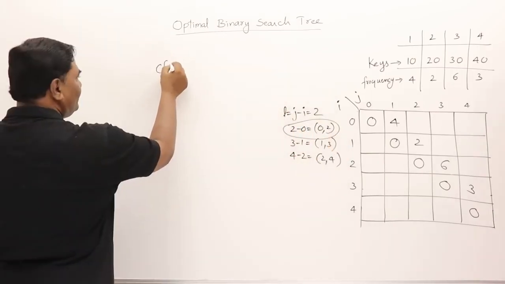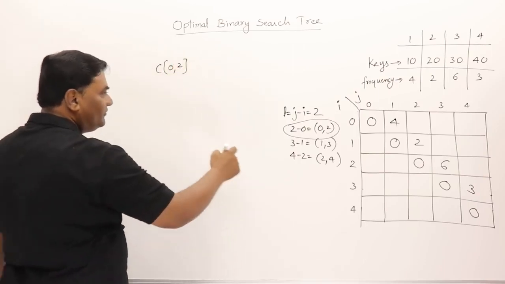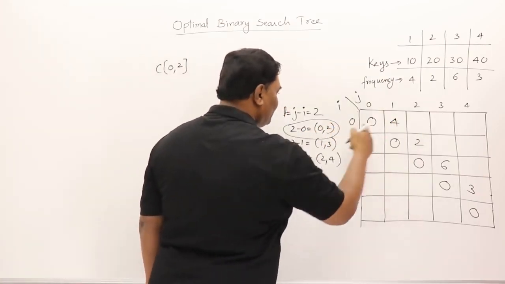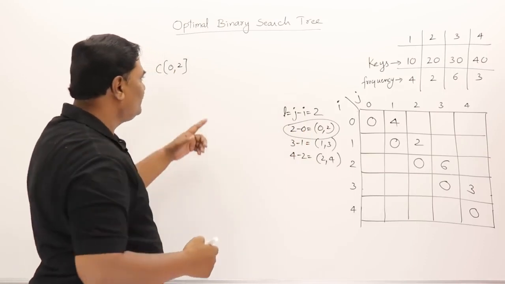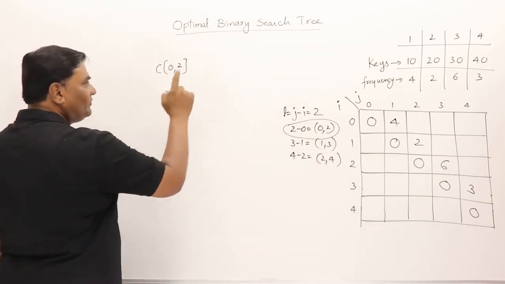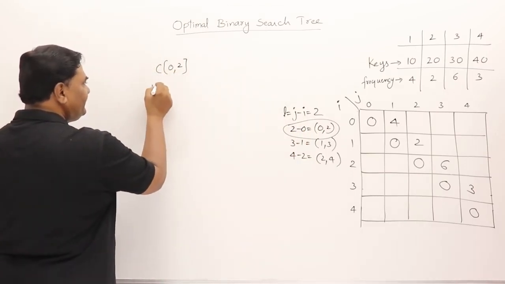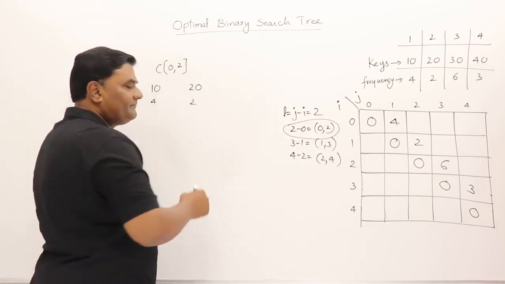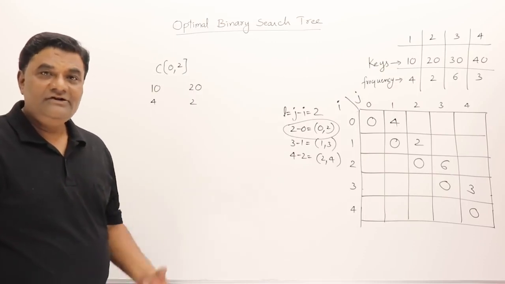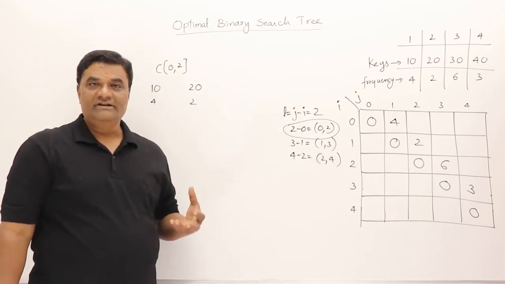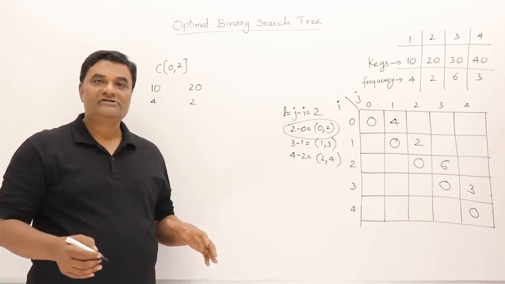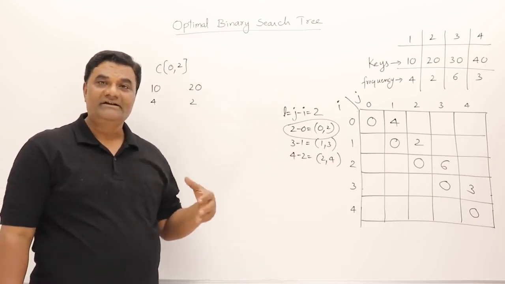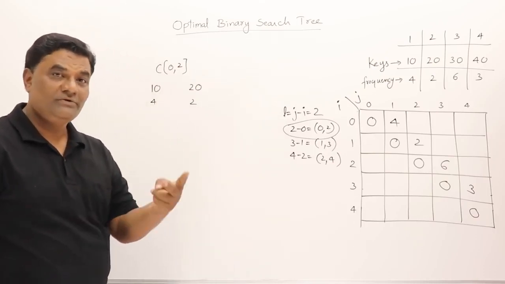So cost of 0 comma 2 I will find out. This is 0 comma 2, right? I am considering two keys. So what are those two keys? Just ignore 0. Start from 1. So key 10 and key 20. What are their frequencies? 4 and 2. Let us see, using these two keys only, what is the minimum cost binary search tree, or the optimal binary search tree, I can generate just by using two keys.